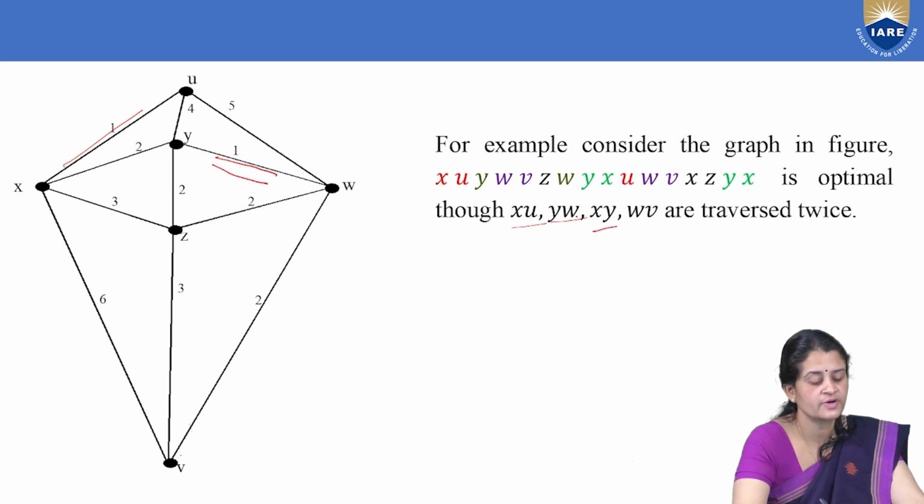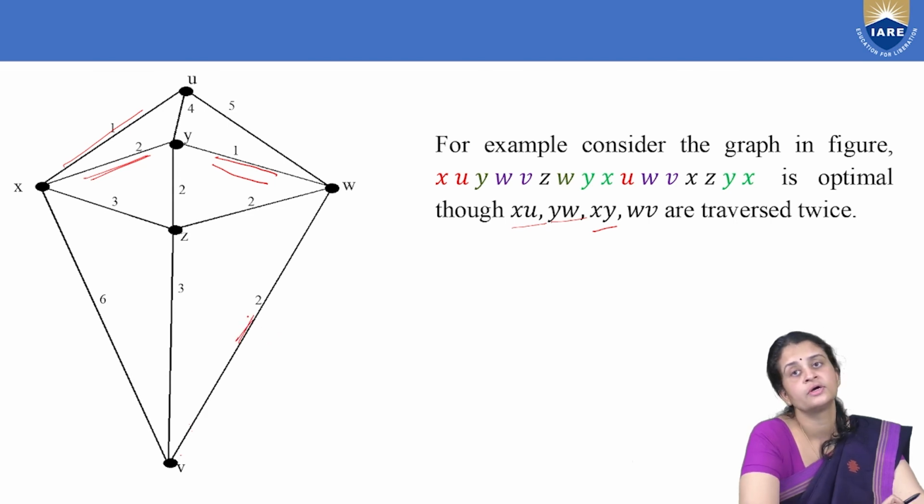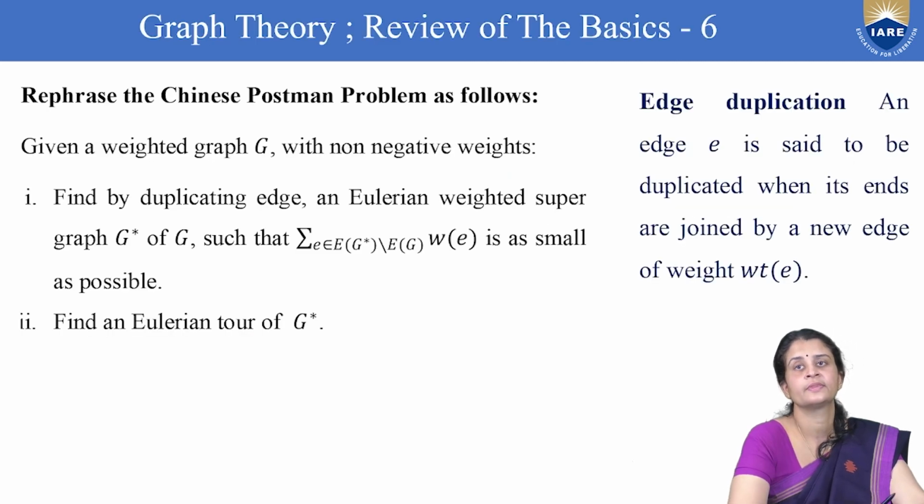And XY and WV. We have used these four edges twice. But even though we have used these four edges twice, it is considered to be the optimal tour of this figure. You can see this.